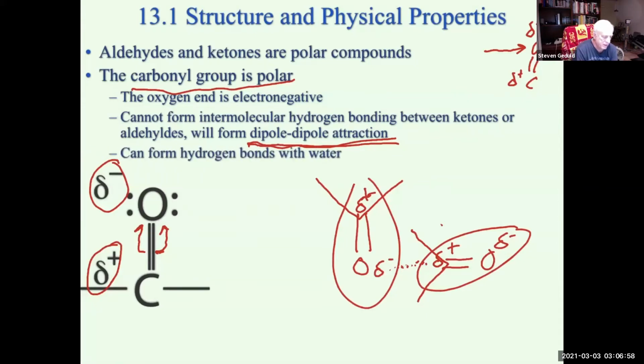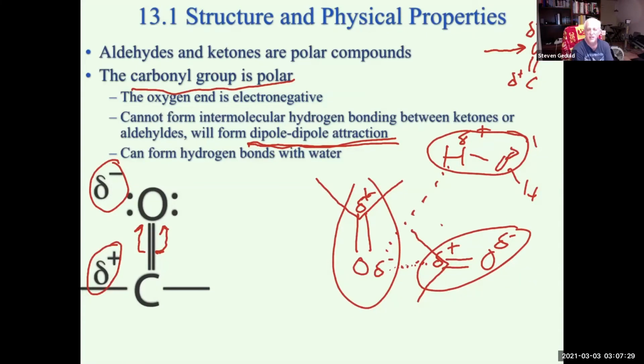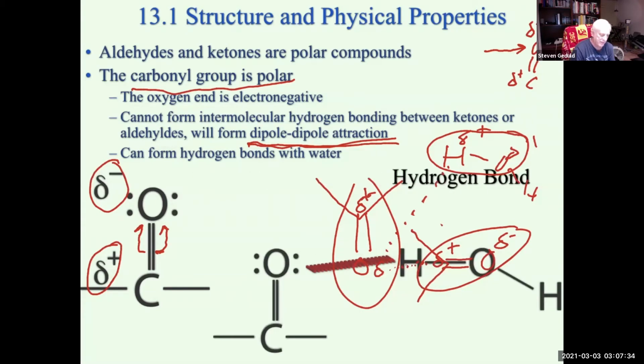Okay. Can form hydrogen bonds with water. Now, if you have water in the compound, remember water has H-O-H, right? This is delta minus, this is delta plus. So now this minus charge can attract that hydrogen, and that's a hydrogen bond because you have hydrogen attached to an oxygen. So water can form hydrogen bonds with carbonyl groups. Carbonyl groups alone cannot form hydrogen bonds. With water, because they're polar, they can form a hydrogen bond because the water has the H directly connected to the oxygen.